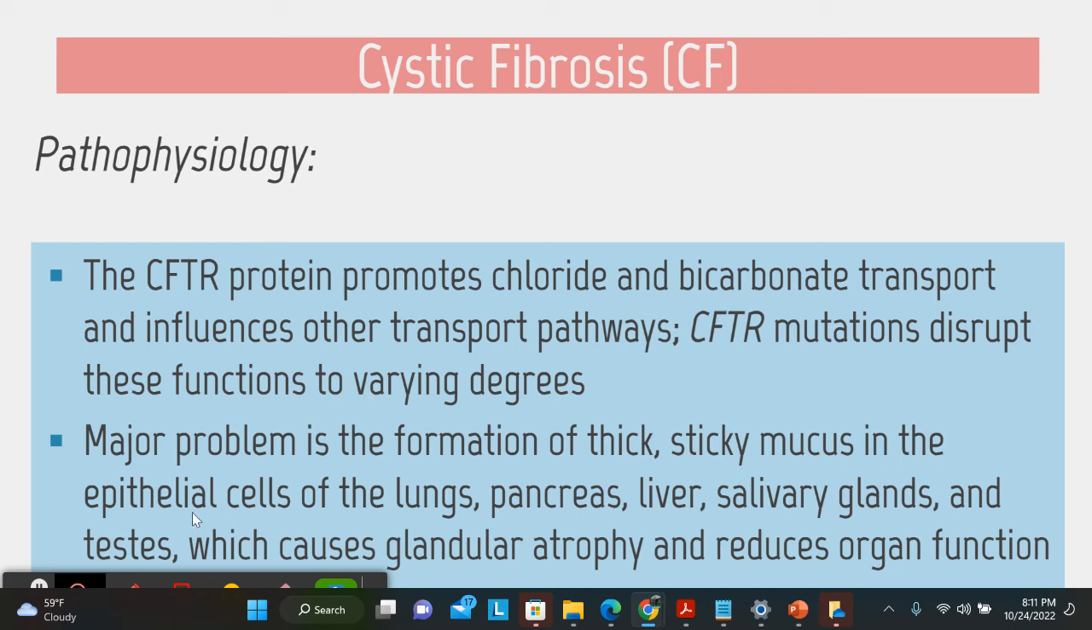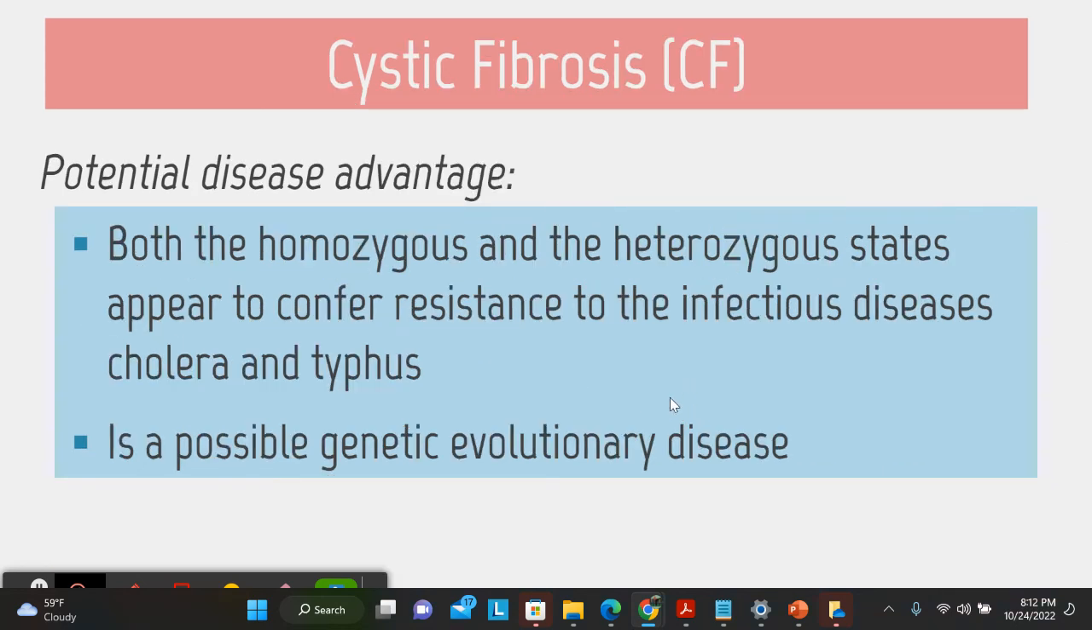It happens in the testicles, and when that happens, very frequently the child will be born with an absent vas deferens, because there's no way for that vas deferens to make one continuous tube. So sperm is produced, but it doesn't have any way out of the body. This causes glandular atrophy, reduces organ function.